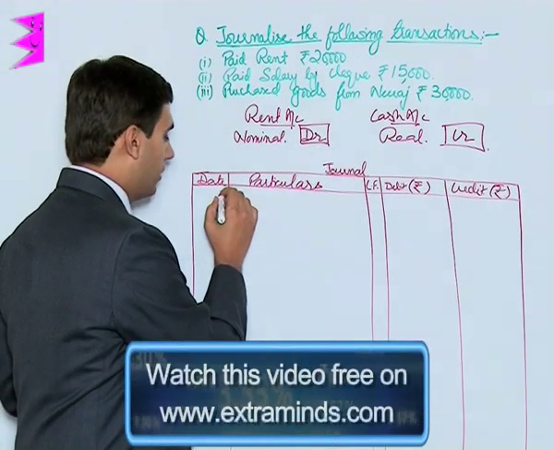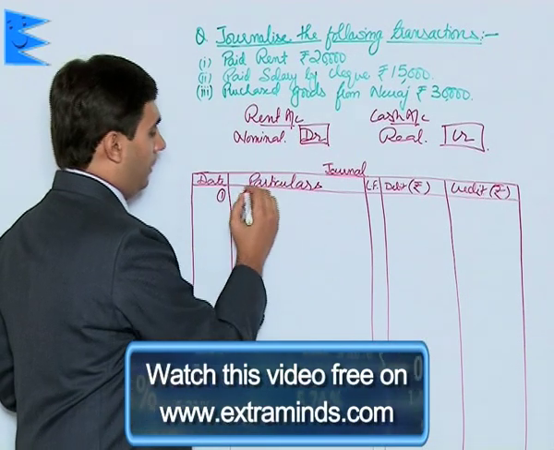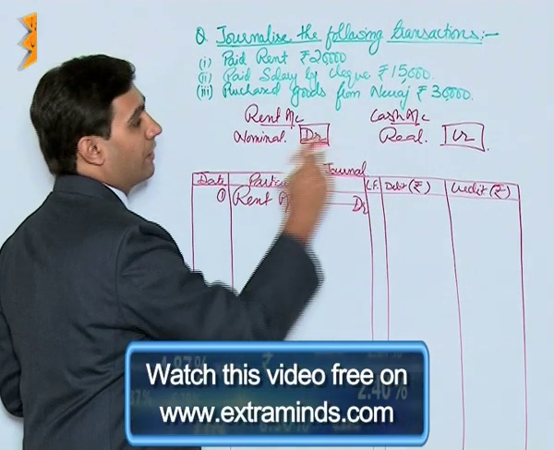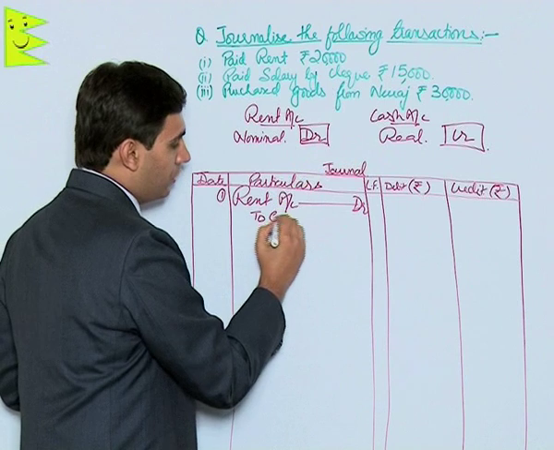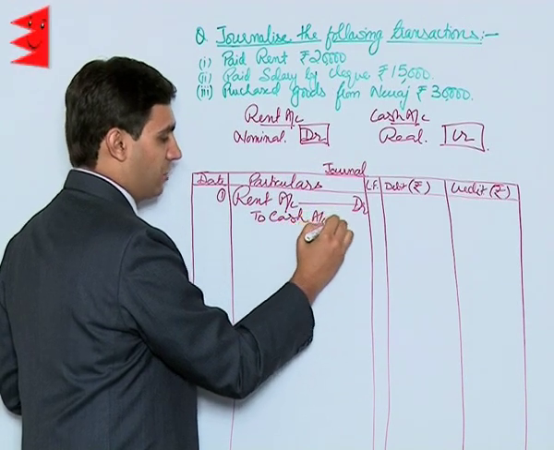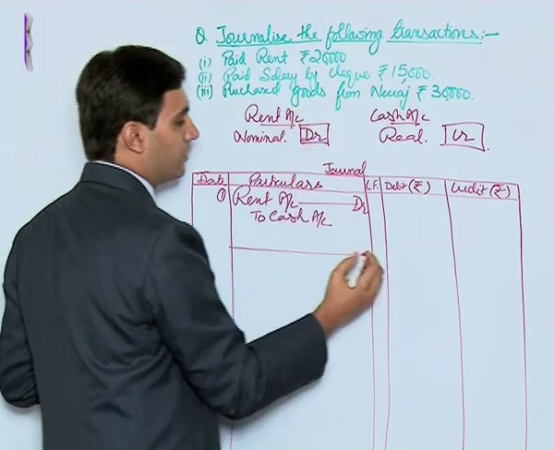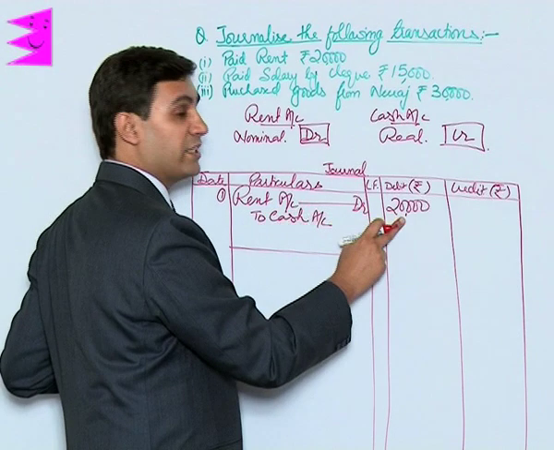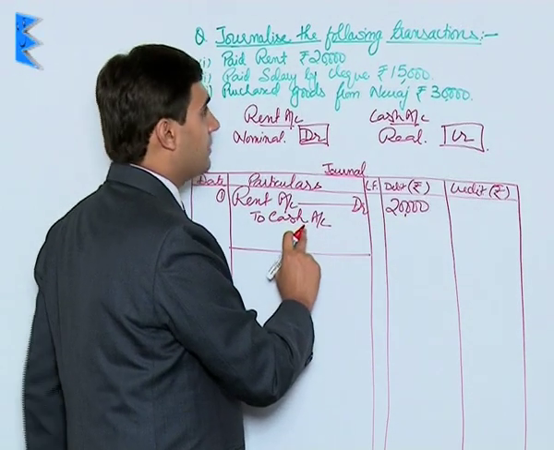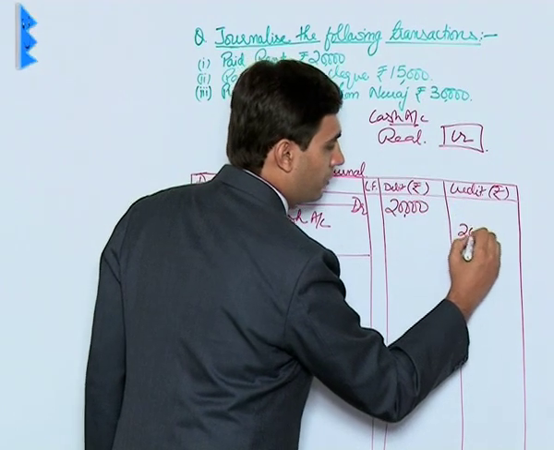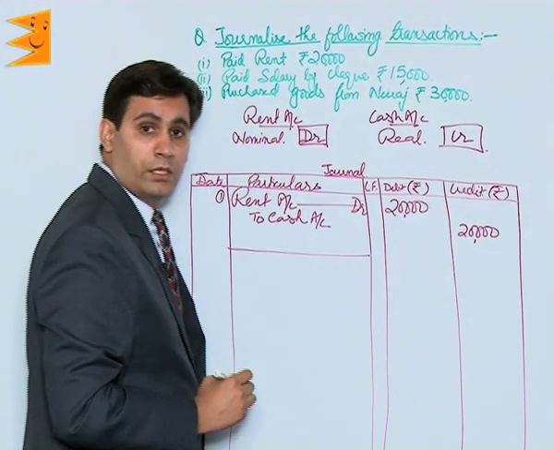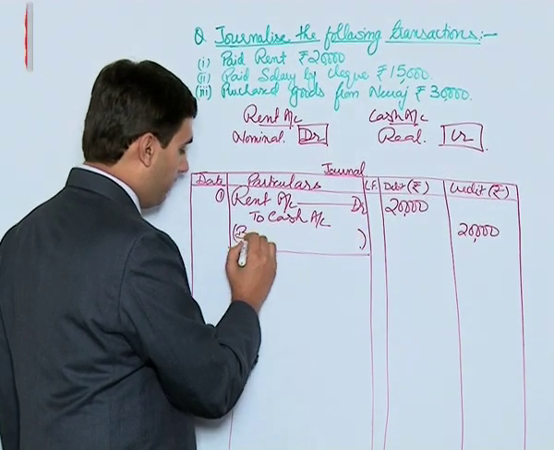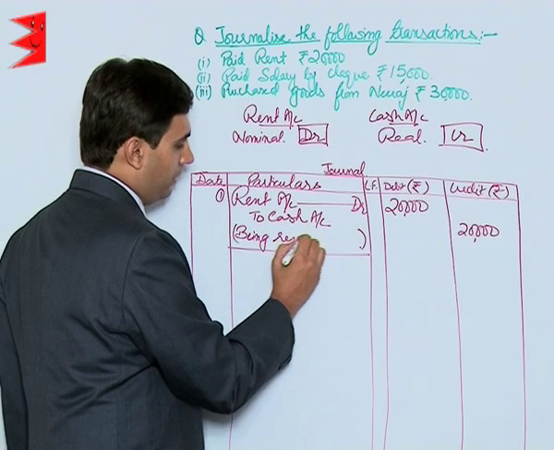Again, the date is not mentioned, so I'll mention the serial number here. Rent account debited, the account which has been debited is written first, and to the account that has been credited, that is cash account. The amount is 20,000. Rent account debited, so the amount corresponding to this is written in the debit column. The cash account has been credited, so the amount corresponding to it should be written in the credit column. We must not forget narration as well. So the narration for this entry is being rent paid.